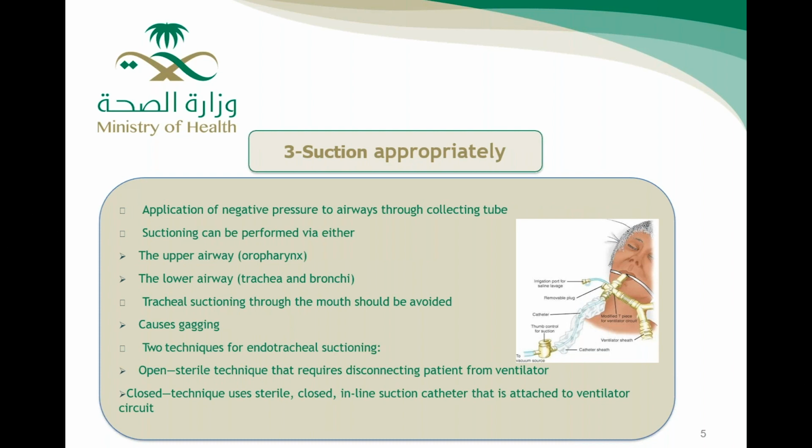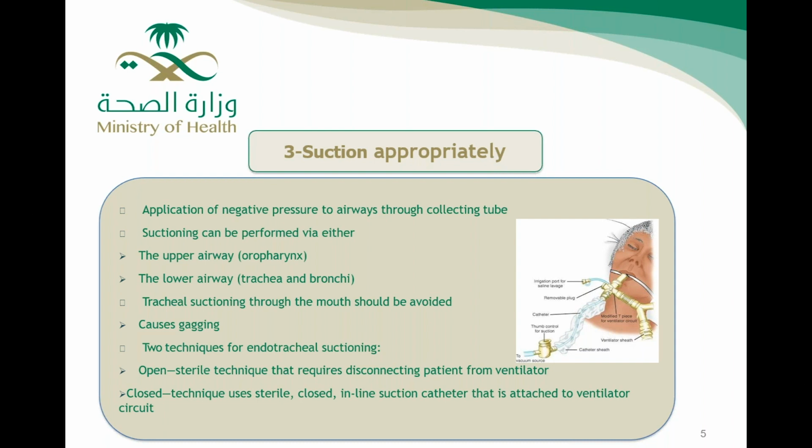The third thing is suction. We should suction the patient appropriately. It is the application of negative pressure to the airways through a collecting tube. Suctioning can be performed to the upper airway through the mouth or the lower airway through the trachea. So suctioning the trachea through the mouth should be avoided.